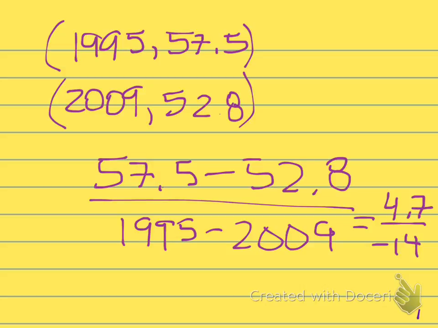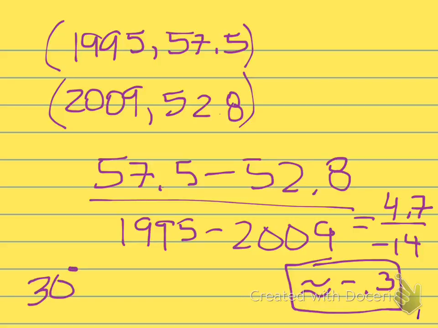Since we don't usually see a fraction with a decimal in it, we're going to simplify this to a decimal. So we're going to divide 4.7 divided by negative 14, which is going to give me about negative 0.3. And that would be my answer. And if I wrote it as a percent, it would be about 30%.